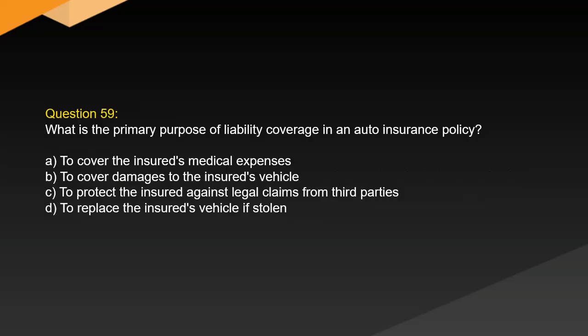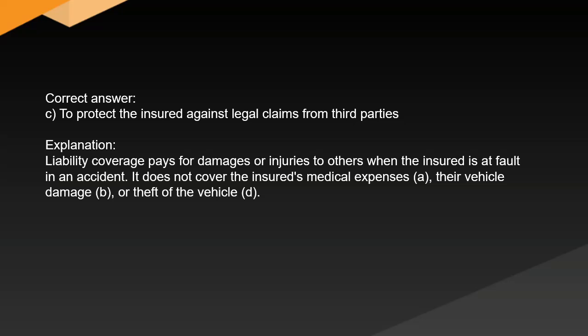Question 59. What is the primary purpose of liability coverage in an auto insurance policy? A. To cover the insured's medical expenses. B. To cover damages to the insured's vehicle. C. To protect the insured against legal claims from third parties. D. To replace the insured's vehicle if stolen. Correct answer. C. To protect the insured against legal claims from third parties.